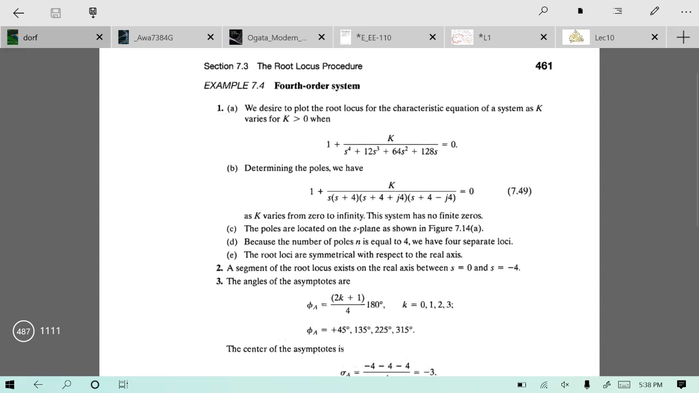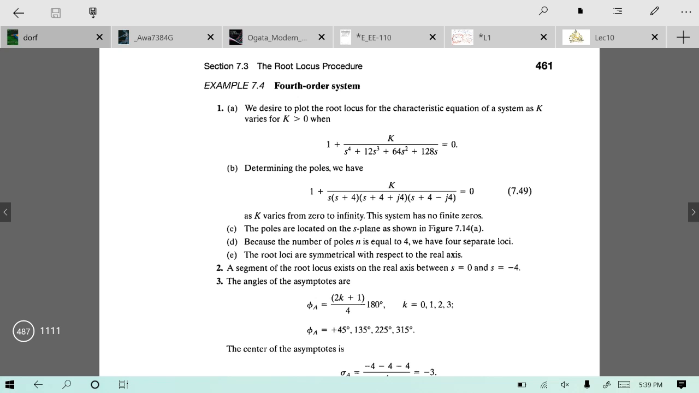You are given a fourth order system. We desire to plot the root locus for a characteristic equation of a system as k varies, k greater than 0. So it is given that you have a system in which k is a variable term and k is varying from 0 to infinity, and obviously as k varies, your system or your root locus will change. You may have noticed that, what is this form?